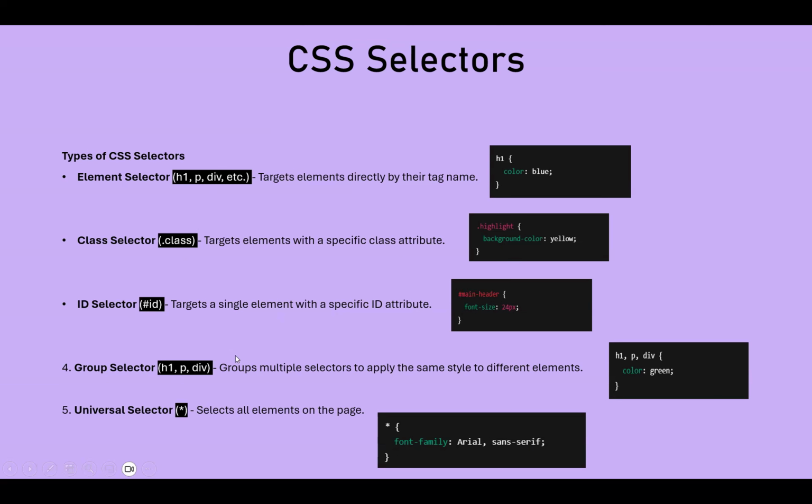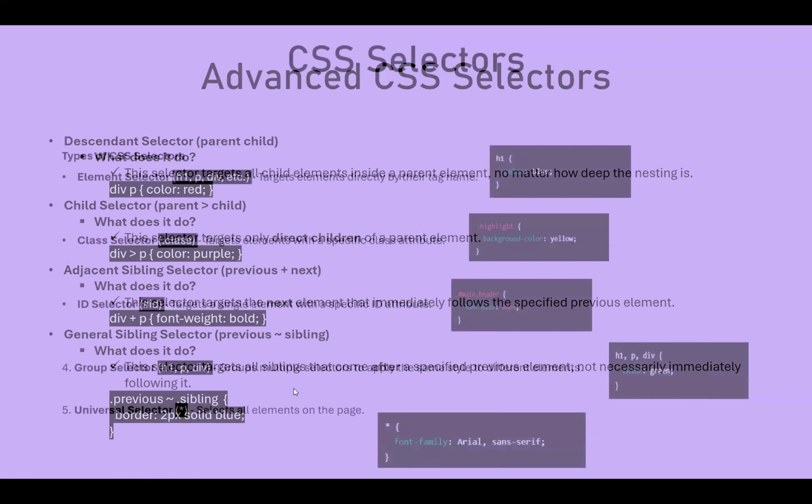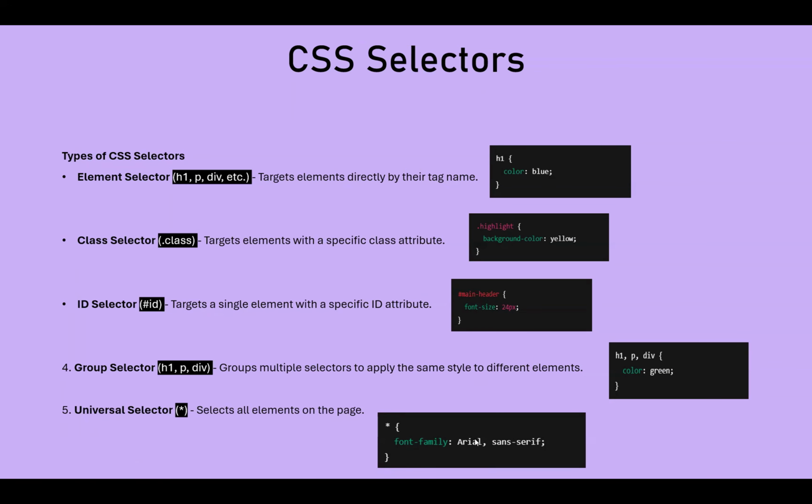Then there's something called group selectors. With this one, you group multiple selectors together. All along, we've just been doing one element, one class, one ID. But with this one, you can group multiple elements and style all of them, give all of them the same color. We have universal selectors. This selects all the elements on your page and styles them. And you just use this asterisk symbol.